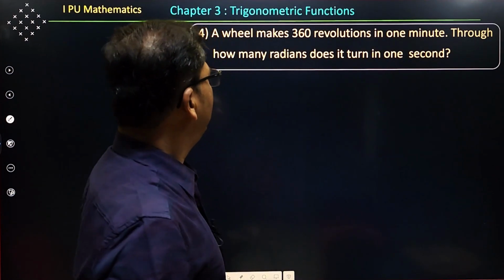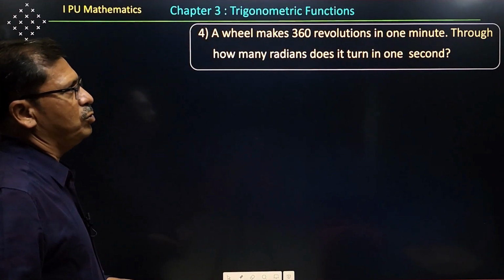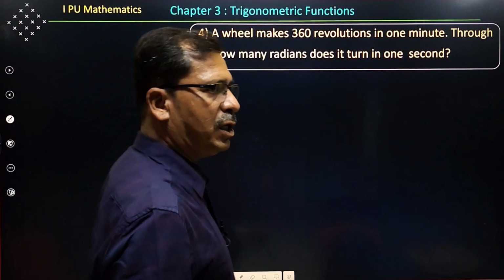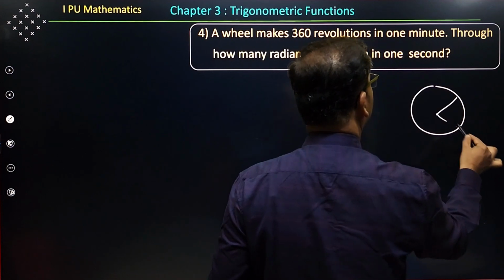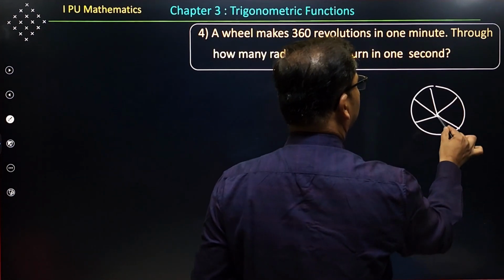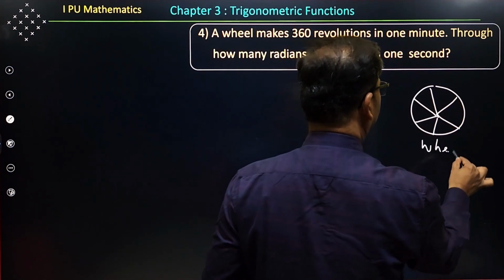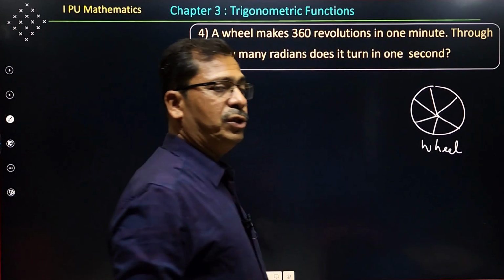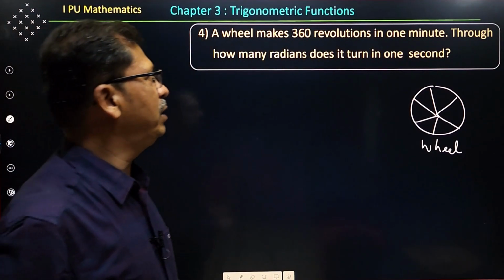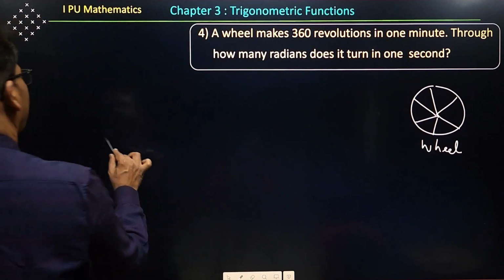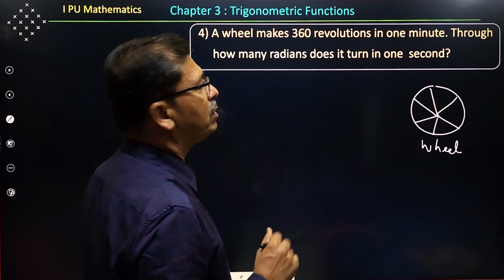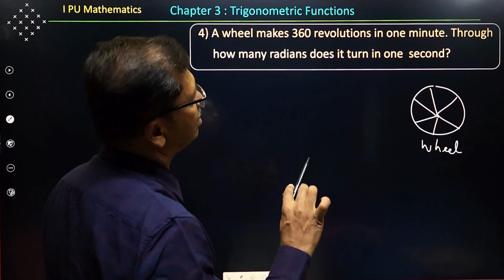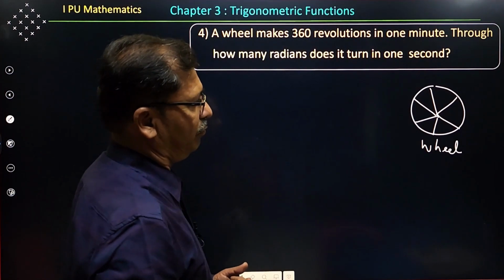See, a wheel makes 360 revolutions in 1 minute. Here is a wheel, and this wheel makes 360 revolutions in 1 minute. Through how many radians does it turn in 1 second?